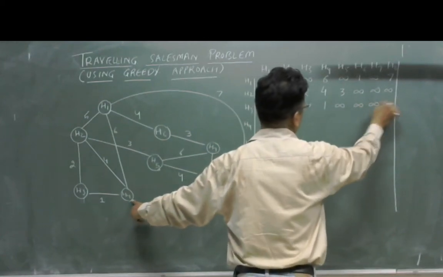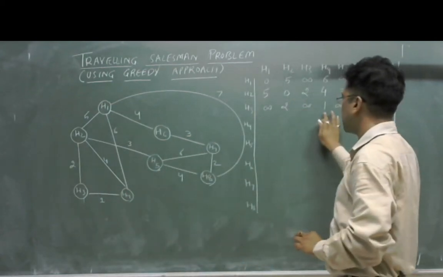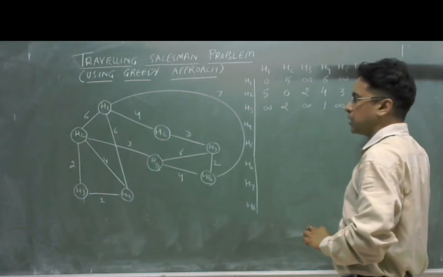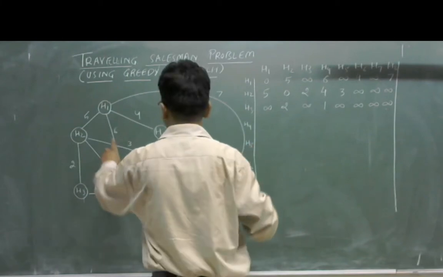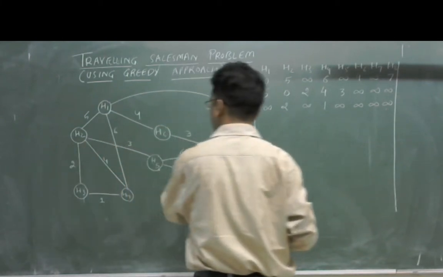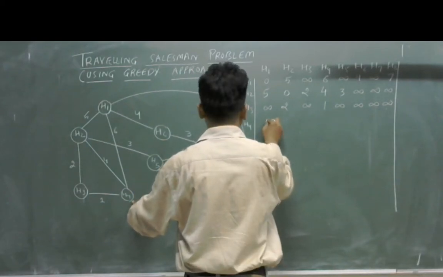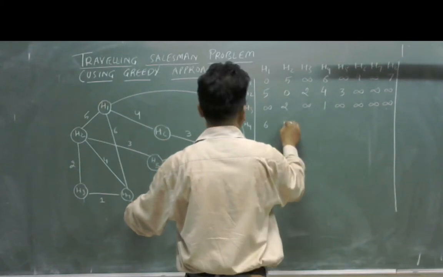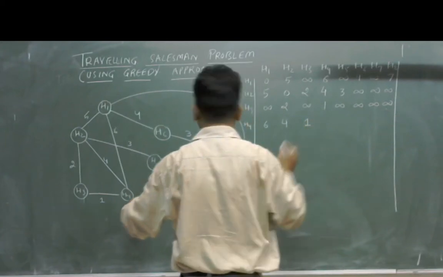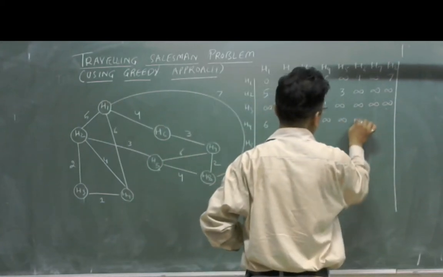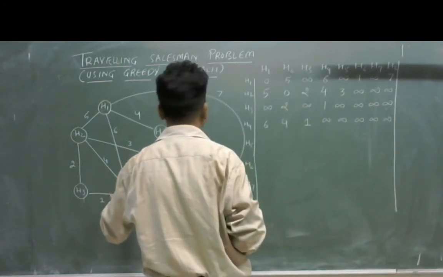Right? It is connected with only two nodes, so I have just filled these two values, and after that I shall fill the rest of the places with the infinity symbol. Infinity means they are not directly connected. H4 is connected to three nodes. H4 is connected to H1 by distance 6, to H2 by distance 4, then H3 by distance 1, and the rest of the nodes are not directly connected.